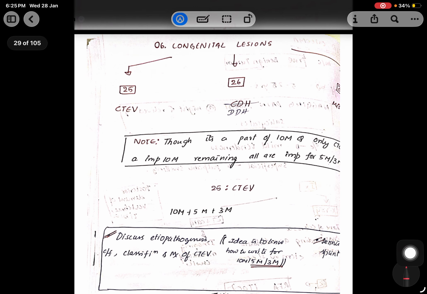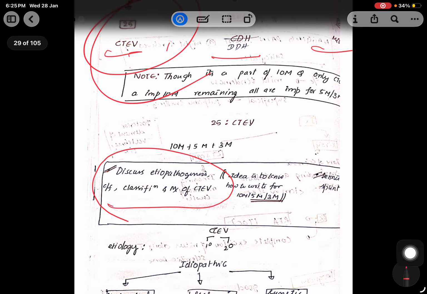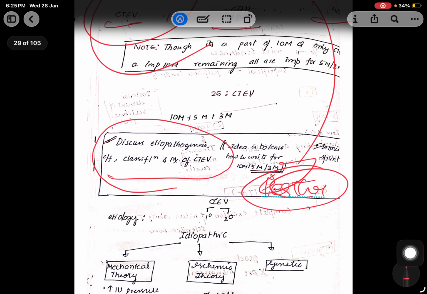Okay. Again, congenital conditions: you have CTEV, DDH, and miscellaneous. So CTEV is the only question which is expected for a 10-marker question. So we'll discuss only about CTEV, but even Perthes is something which comes under miscellaneous for this, though it's not a congenital lesion.